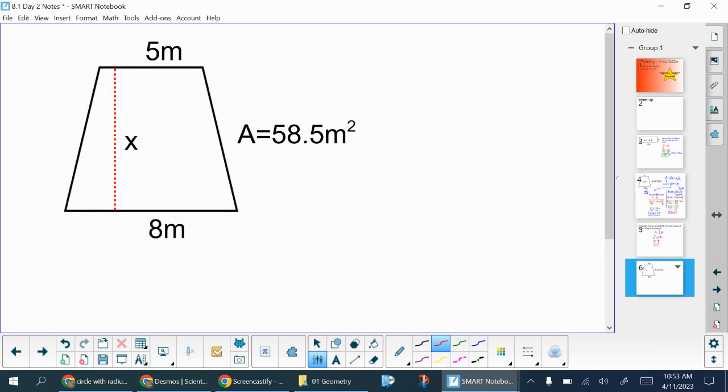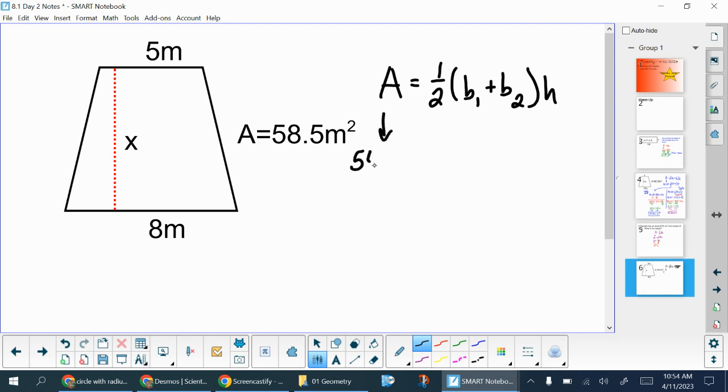Last one, we've got one more trapezoid here. I want to just point out that just because you saw a trapezoid does not mean the steps are the same every time. Trust your algebra. This is all about algebra. Make sure you are trusting the algebra stuff. So I'm plugging in my numbers. 58.5 equals 1/2 times 5 plus 8 times x.